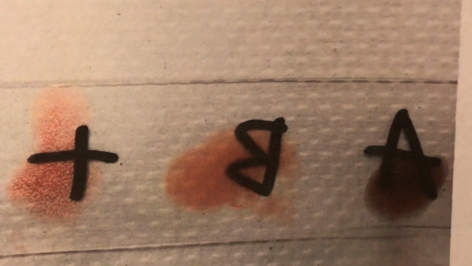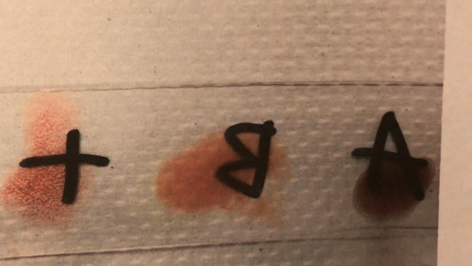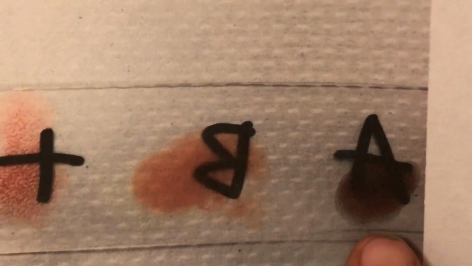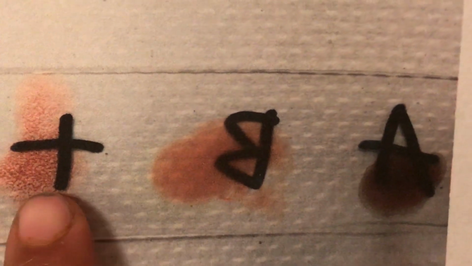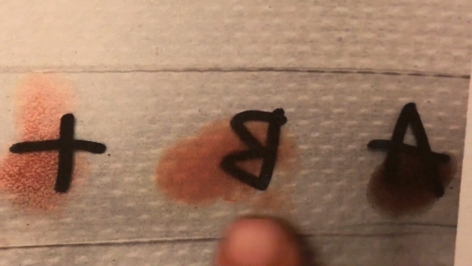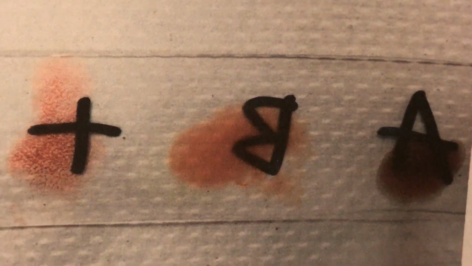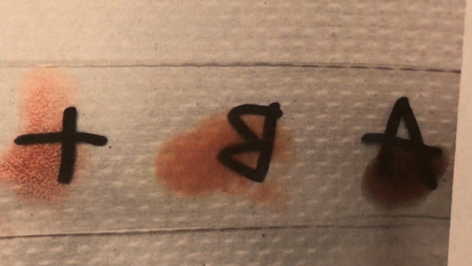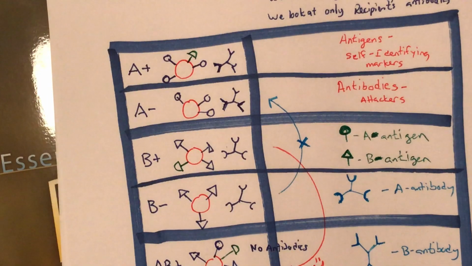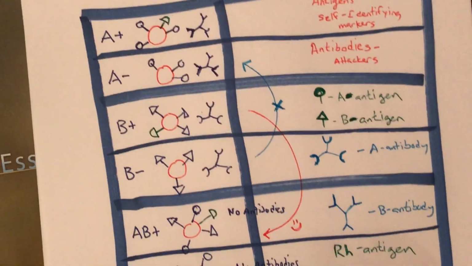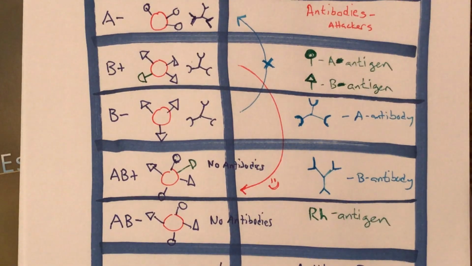And therefore, this person must be, what do you think? What type of blood type? Not here, not here, but here. This person has O positive blood. O positive blood. And that's how you do blood typing and figuring out who can give to who in blood transfusions.